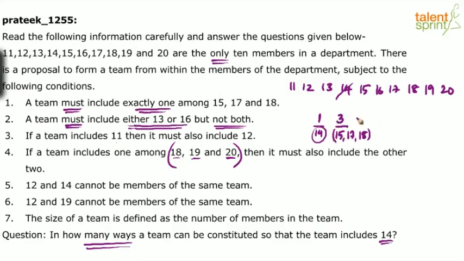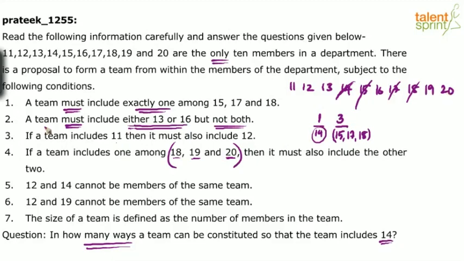Are you able to follow? Either 15 or 17 or 18. So the second position can be filled in 3 ways, and the first position can be filled in one way. The second position has 3 ways because it says exactly one out of 15, 17, 18 should be chosen. So we have also done 15, 17, 18. So 4 members have been chosen. The remaining 6 members have to be looked at.